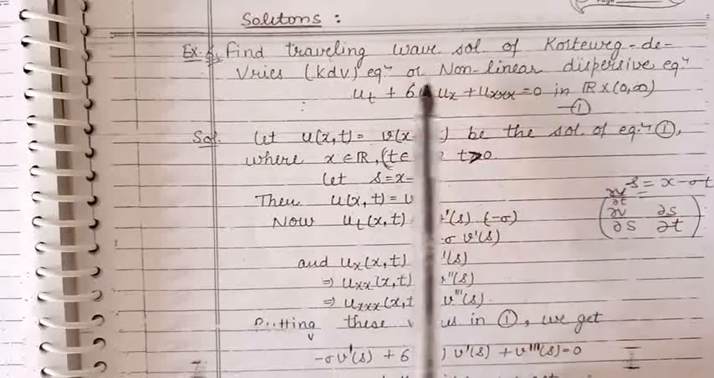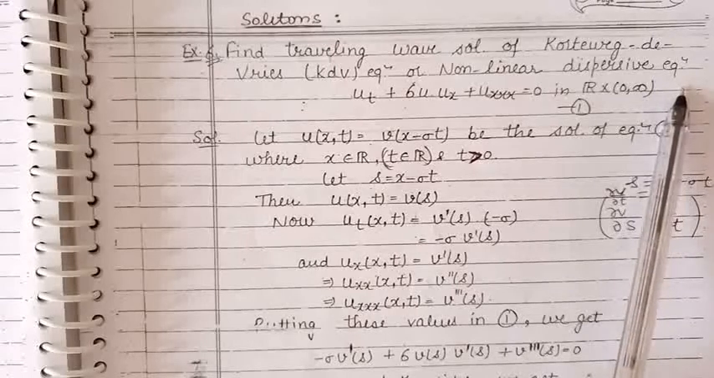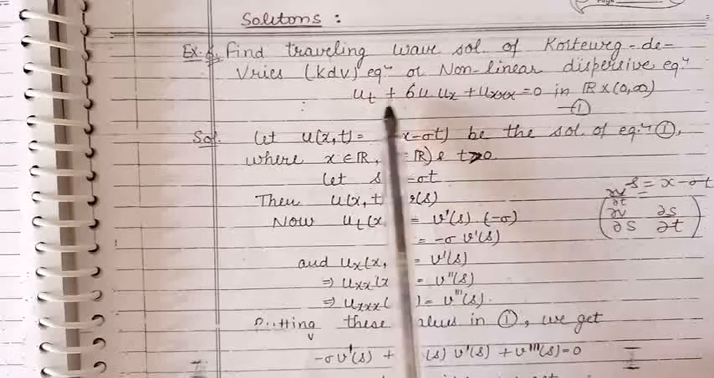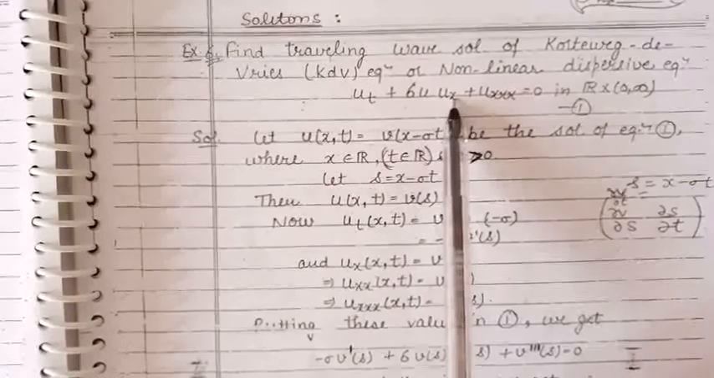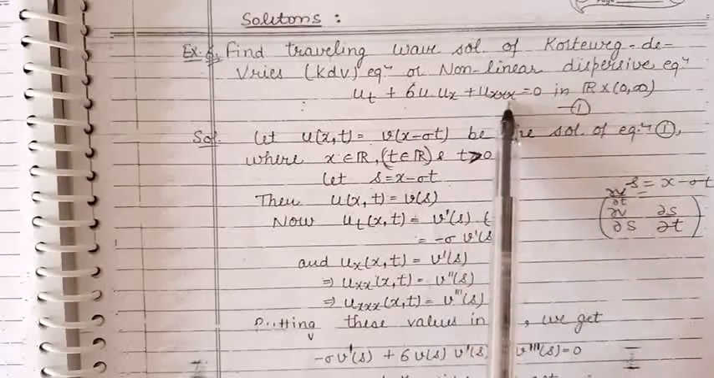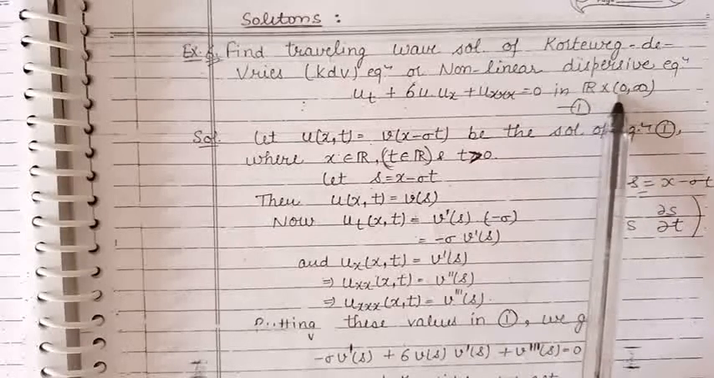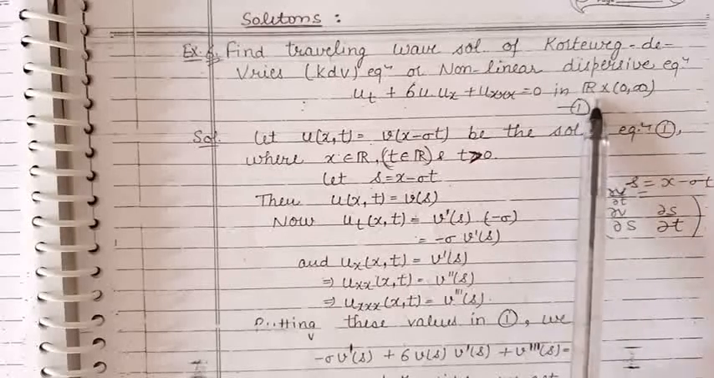This is a non-linear dispersive equation given by partial derivative of u with respect to t plus 6 into u into partial derivative of u with respect to x plus third order partial derivative of u with respect to x is equal to 0 in R cross open interval 0 to infinity. R is the set of real numbers.